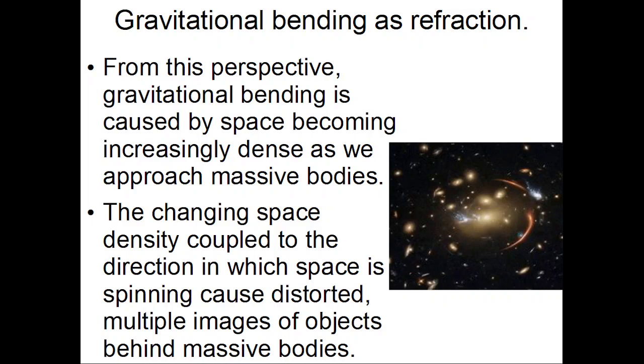From this perspective, gravitational bending is caused by space becoming increasingly dense as we approach massive bodies. The changing space density, coupled to the direction in which space is spinning, causes distorted multiple images of objects behind massive bodies.